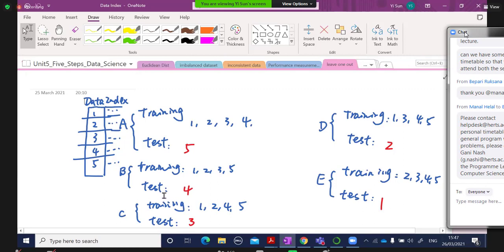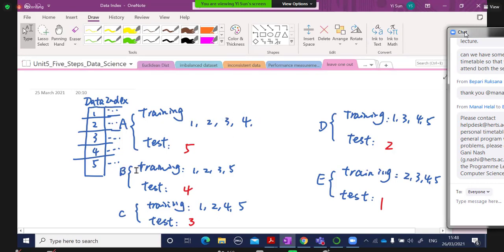So what is this leave one out? Leave one out means each time one point is used for testing, and all the others go to the training set. If you want to use a validation set here, then the training set will be 1, 2, 3, validation set is 4, test is 5. But quite often for this one, we just consider training and test. So for training, let's say we have 1, 2, 3, 4.